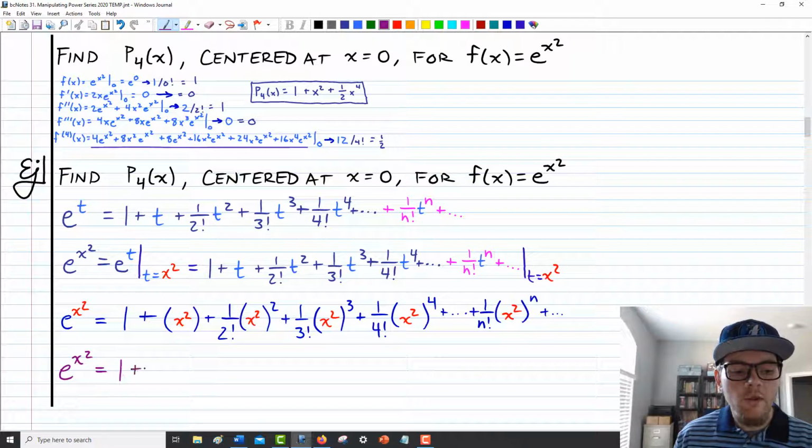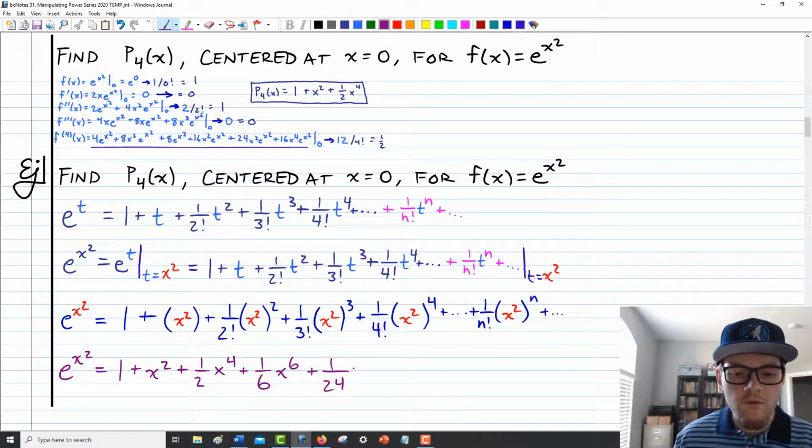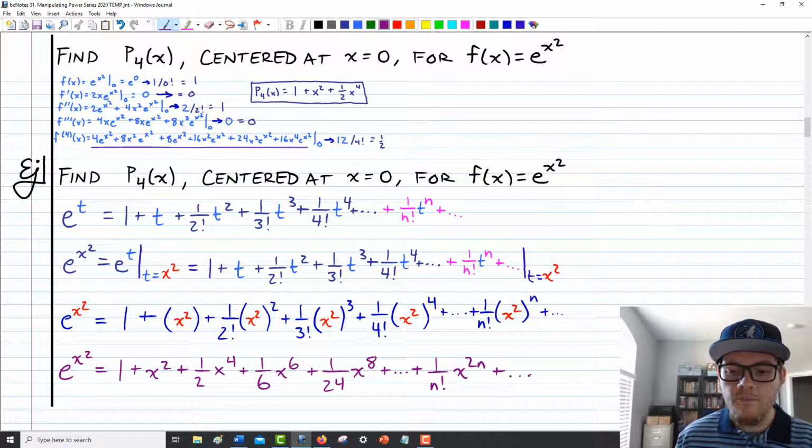So in this case, if we plug in and simplify and clean up what's here, we get that e to the x is equal to 1 plus x squared, plus it looks like 1 over 2 x to the 4th, plus 1 over 6 x to the 6th, plus 1 over 24, of course I'm evaluating the factorials right now, x to the 8th, and then plus dot dot dot. It looks like 1 over n factorial times x to the 2n power.